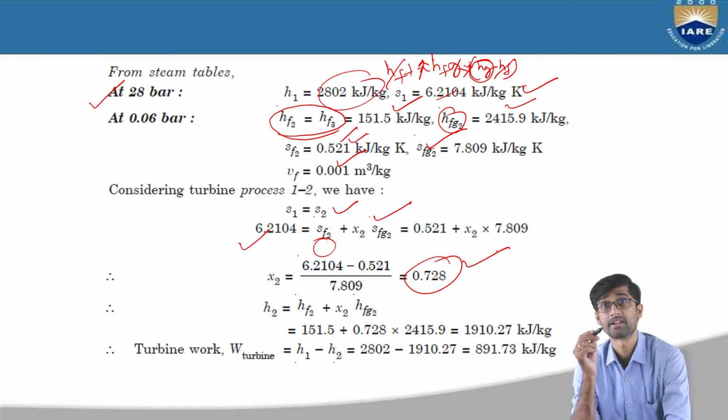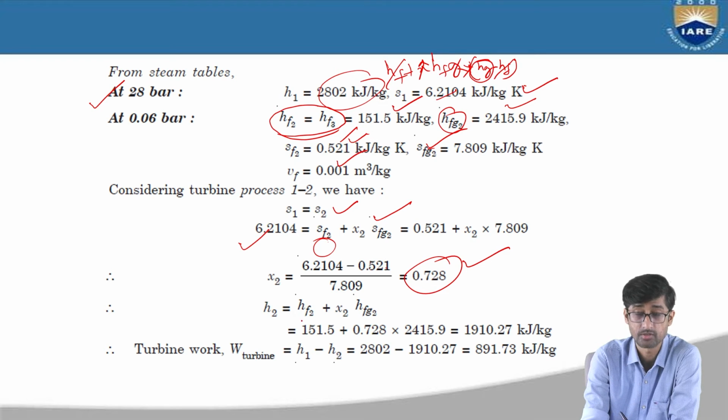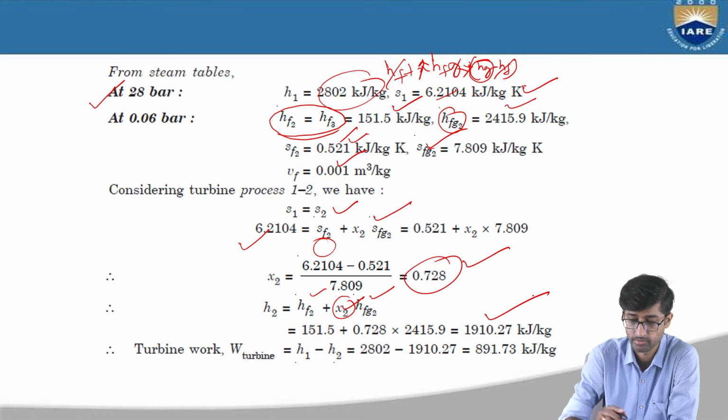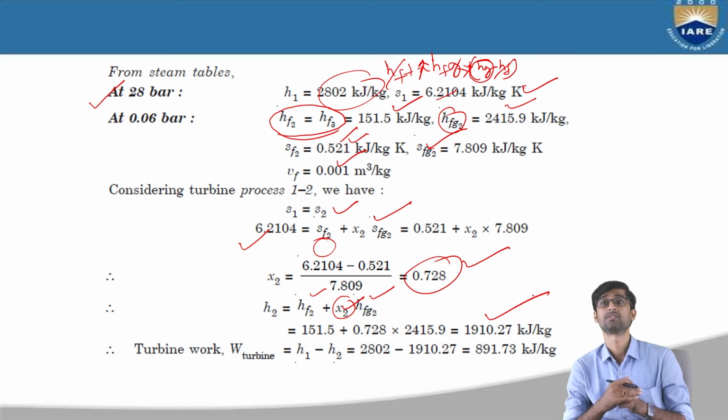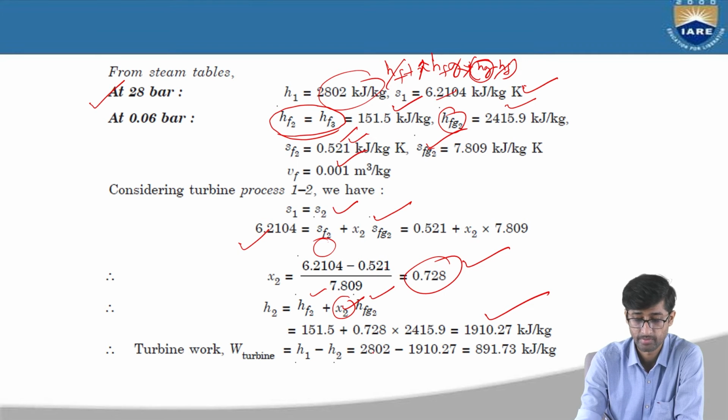So after calculating the dryness fraction, what is the value of H2? How to calculate? Already we know H2 is equal to HF plus X into HFG2. Right? Now substitute the value of X2 here and calculate the value of H2. So this will become 1910.27 kilojoule per kg. What is the turbine work? Then it is H1 minus H2. So put the value of H1 and H2, we will get the turbine work here.